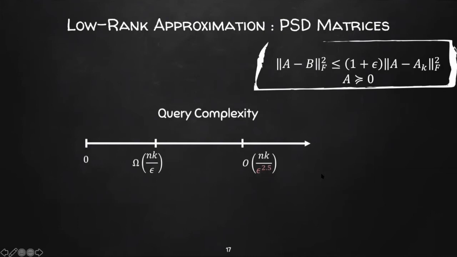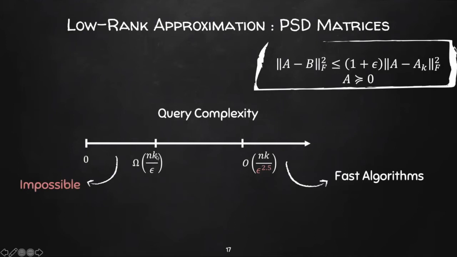All right, so let's see a picture of this in action. On the x-axis here, we have the query complexity of the problem. Above nk over epsilon to the 2.5, we know fast algorithms for low rank approximation. And below this threshold of nk over epsilon, we know that the problem is impossible. And the question is, what is the true complexity of PSD low rank approximation?